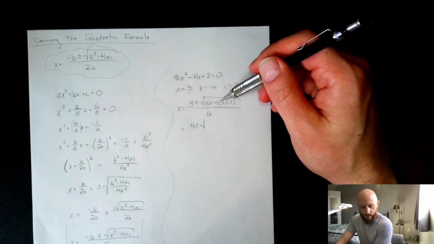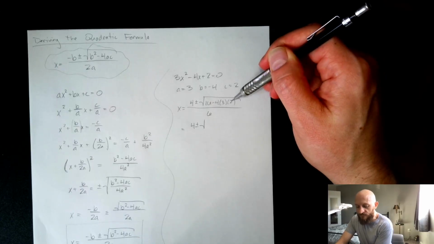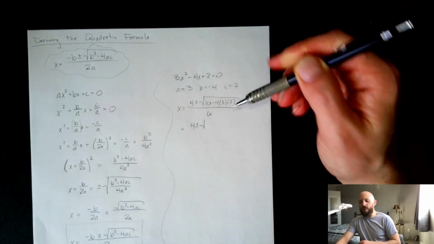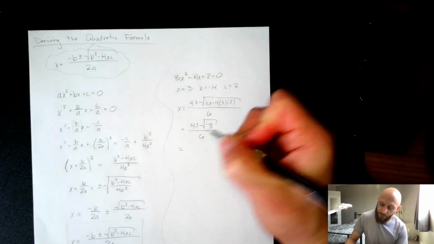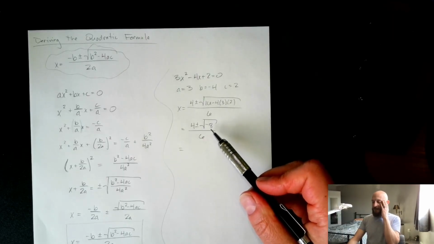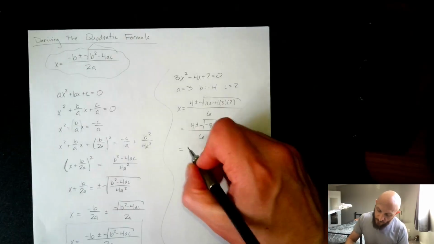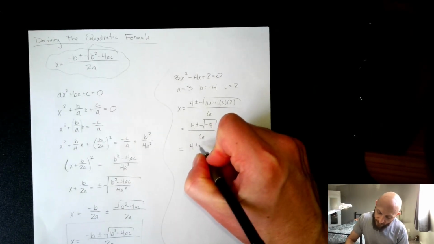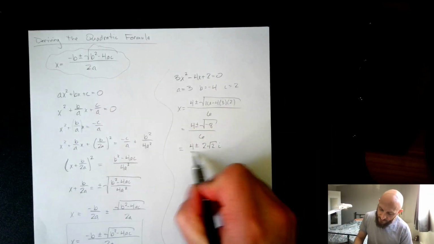So 4 plus or minus, let's see, what are we getting here? Am I going to give myself complex solutions? It looks like it. 12 times 2 is 24. Yeah. 16 minus 24 is -8, all over 6. So -8, we can pull out the i, and the square root of 8 factors down to 2 root 2. So this is going to be 4 plus or minus 2 root 2i over 6.